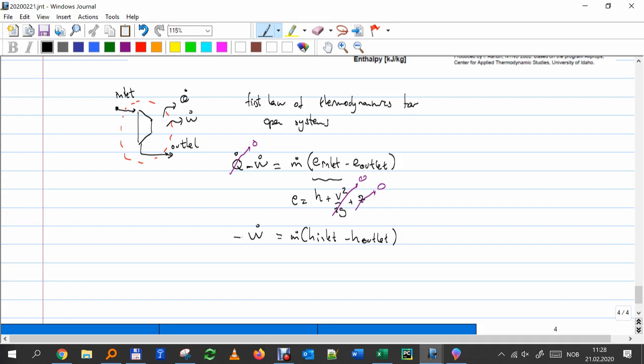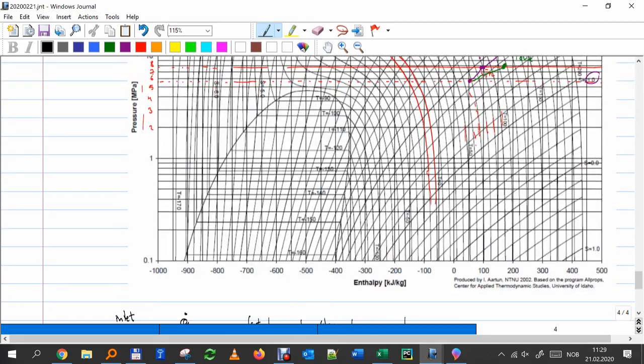I need the mass flow, right? I need the enthalpy at the inlet, and I need the enthalpy at the outlet. Okay? Where do I get that enthalpy? From the chart. This chart is wonderful. It has everything we need. We have enthalpy here at the bottom. So let's calculate now.